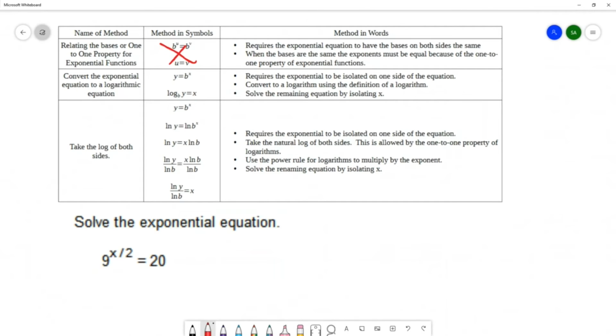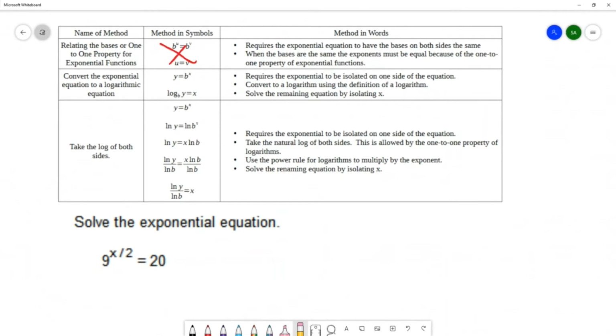However, we have these other methods that are available to us for solving. We could try to convert to a logarithm, or we could try to take the log of both sides. I'm going to show you both methods. When you convert the exponential to a logarithmic equation, you're going to use the definition of a logarithm, and you follow this pattern that you see here. If you start with y equals b to the x, you would write that as a log equation, log base b of y equals x.